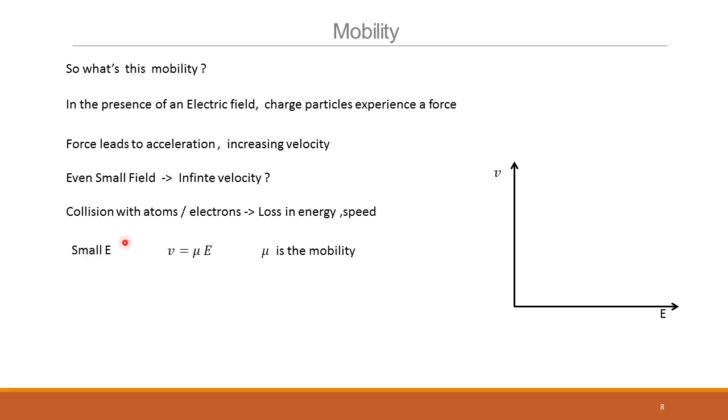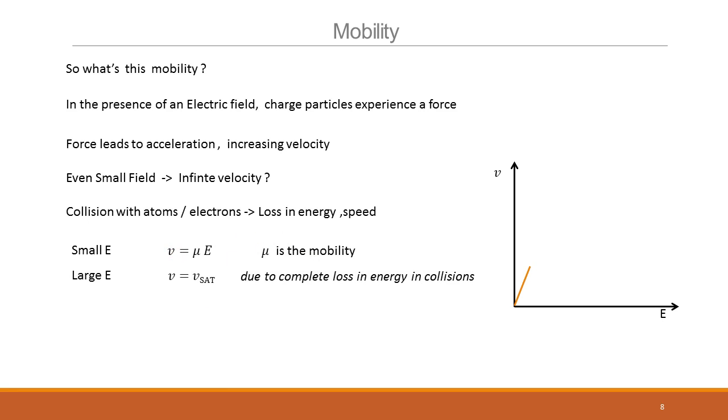So for small E, velocity is mu times E. That is, the velocity is actually proportional to the electric field. Remember, it doesn't go to infinity because of these collisions. So velocity is proportional to the electric field, and you can see it's fairly linear. This proportionality factor is called mu, which is called the mobility.